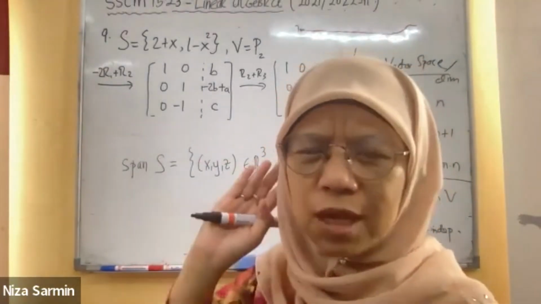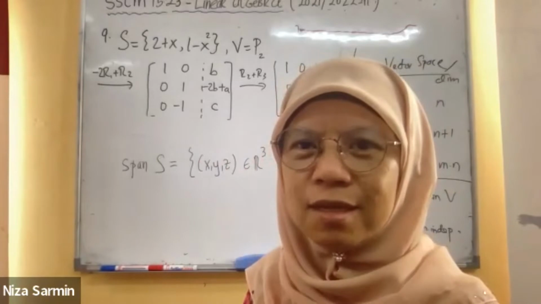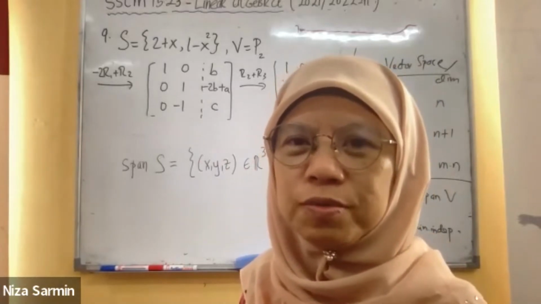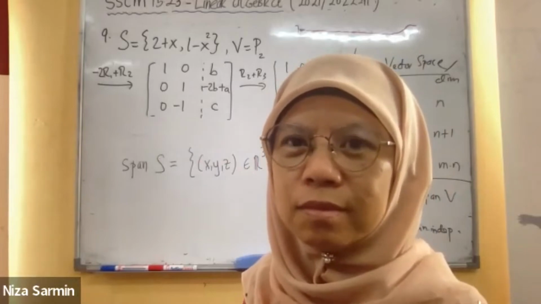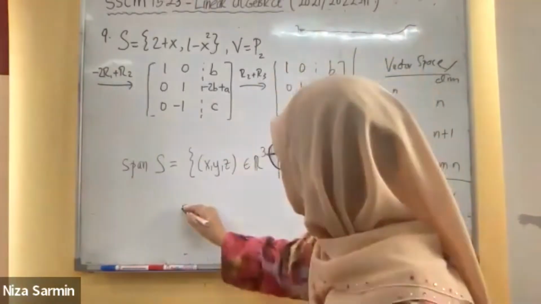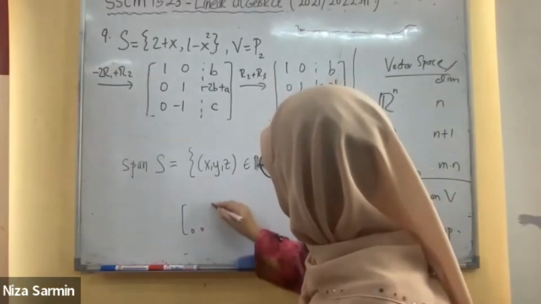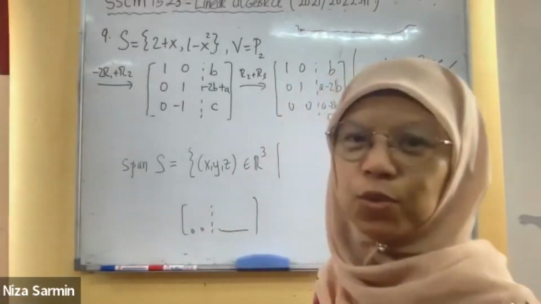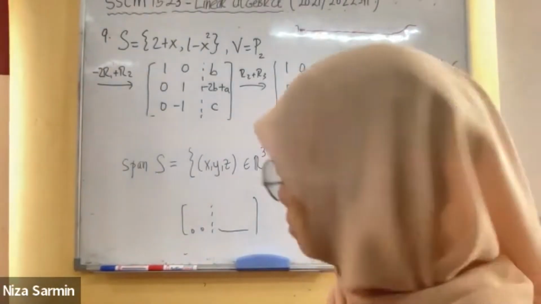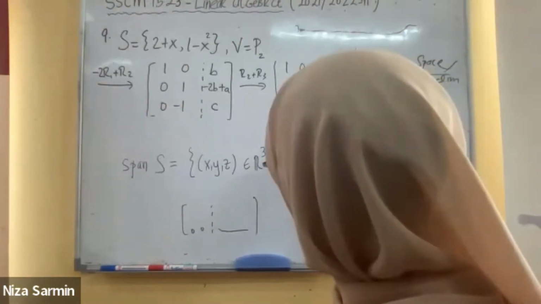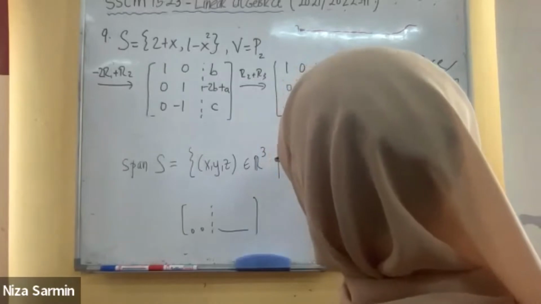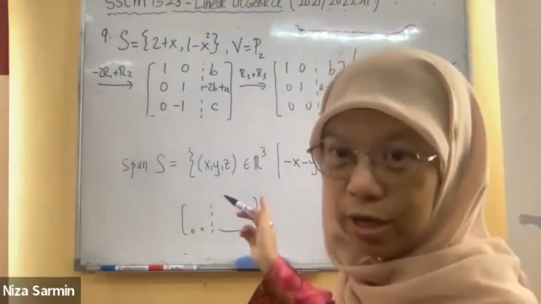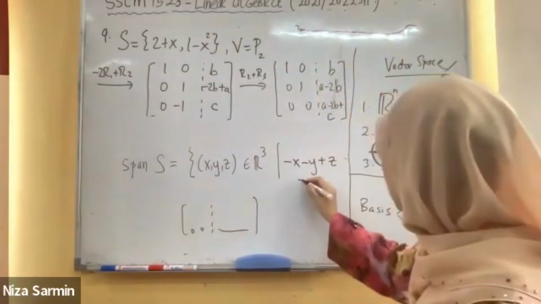Cakap kuat sikit sebab sangat bising kat sini. Yang tadi tu. Kan ada. Ni saya nak ni. Apa yang XYZ dia? Negative X, negative Y, plus Z. Yang ni yang kat ujung. Yeah. Okay. You equal this to 0.